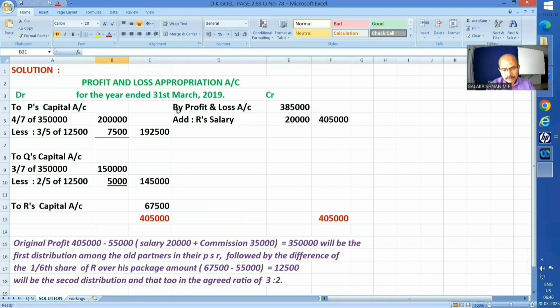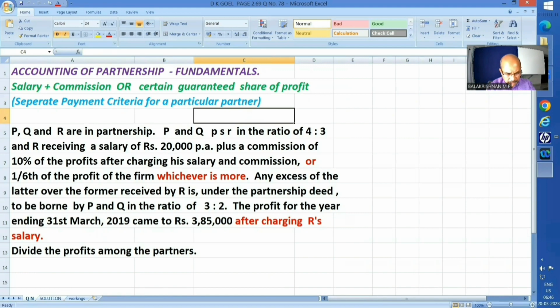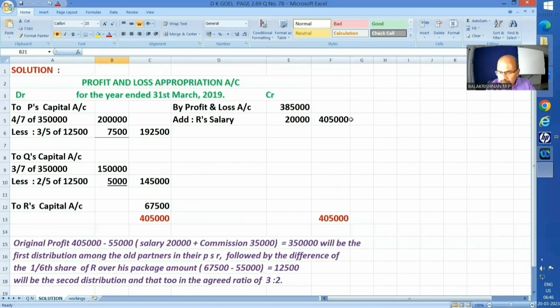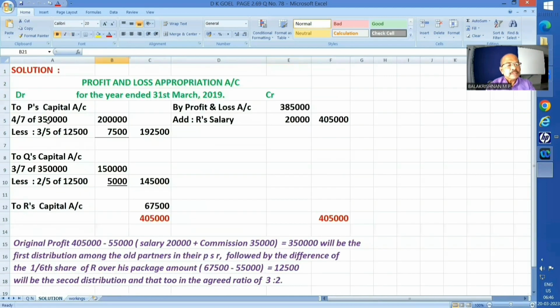Well, now how will we go about our P&L appropriation account? First itself, bring down the 3,85,000, whatever they have given as profit after salary, then add back the salary to get the original profit. Fine. Then what we'll do? This amount, profit after charging salary and after charging commission, 3,50,000, we will distribute to them in the profit sharing ratio. So 3,50,000, 4/7 for this gentleman and 3/7 for this gentleman. It comes to 2 lakhs and 1,50,000.